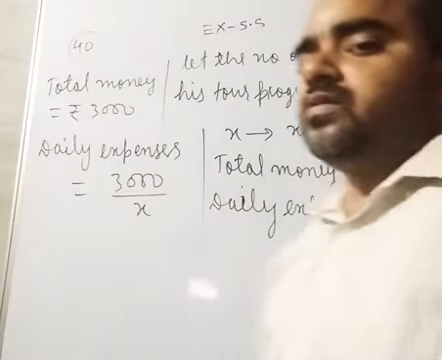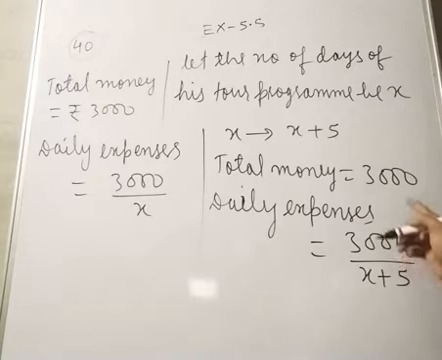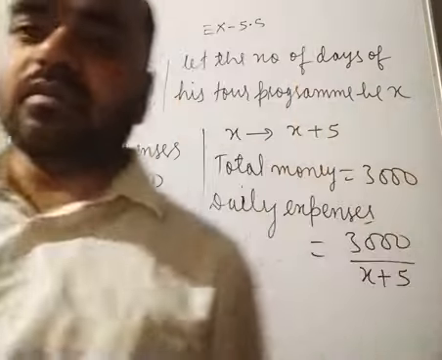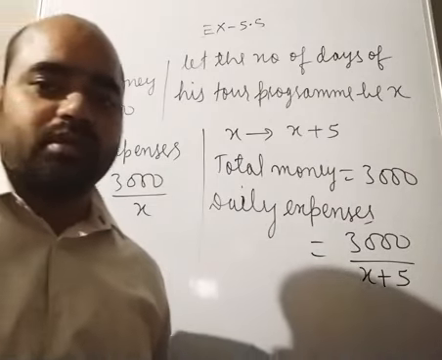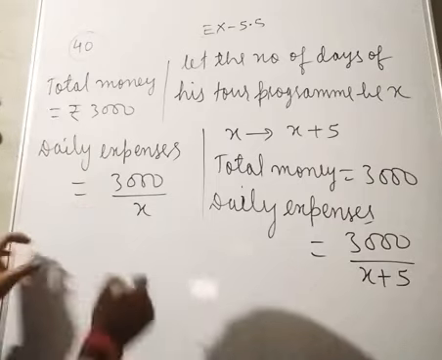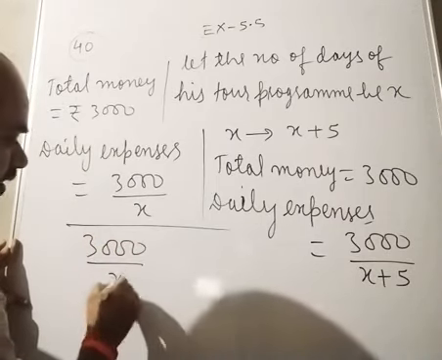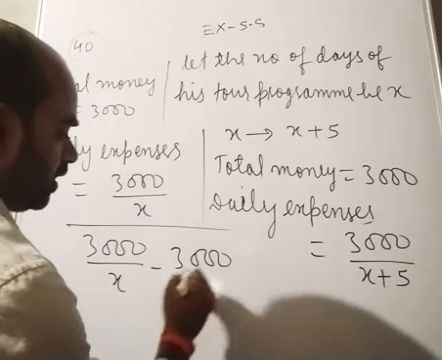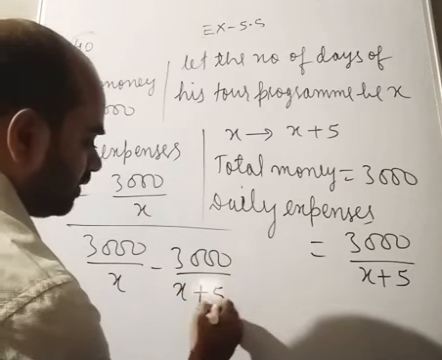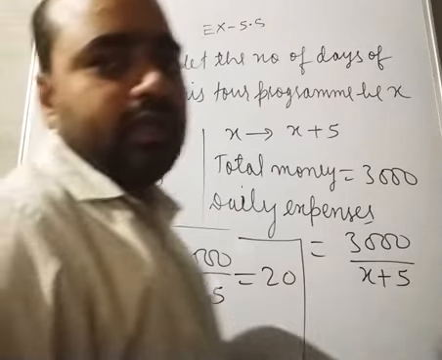Now which one is greater? Here the denominator is greater. It means this is smaller. Whenever the denominator is greater, the whole fraction will be smaller. It means what is given? The difference is 20. It means the equation is 3000 upon x minus 3000 upon x plus 5 is equal to 20. This is the final equation, correct?